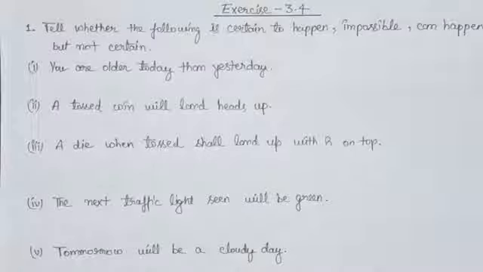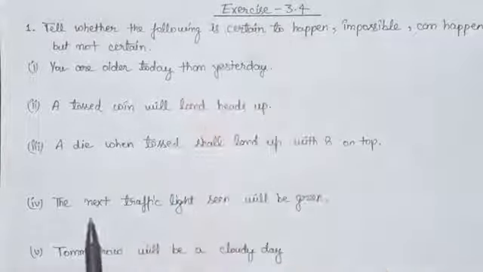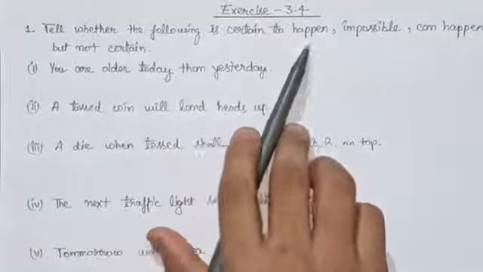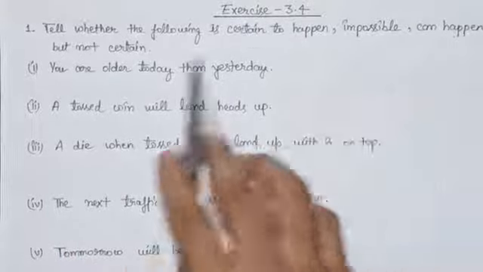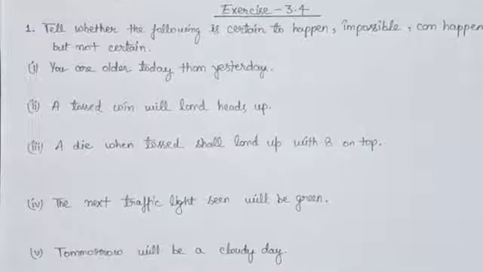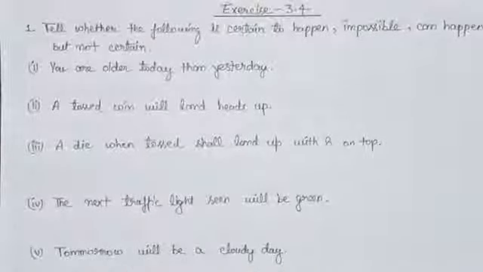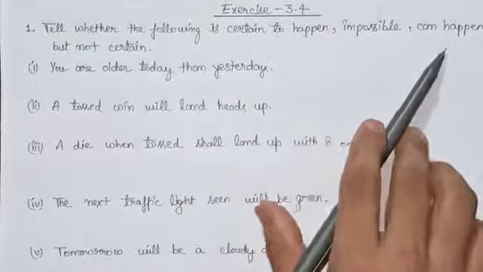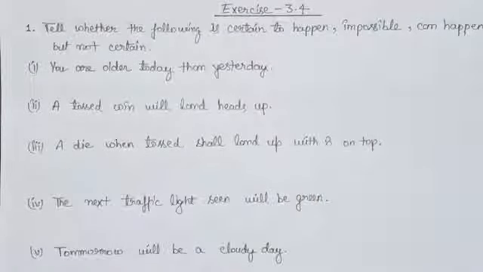Now students, we will solve exercise 3.4. So our first question is tell whether the following is certain to happen, impossible, can happen, but not certain. So we have to categorize these statements among certain to happen, impossible, and can happen, but not certain. So let us see each statement one by one.